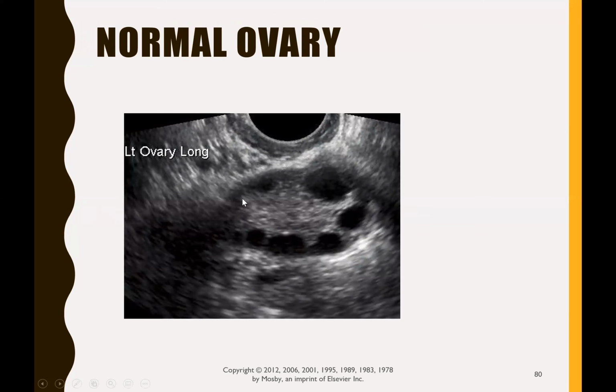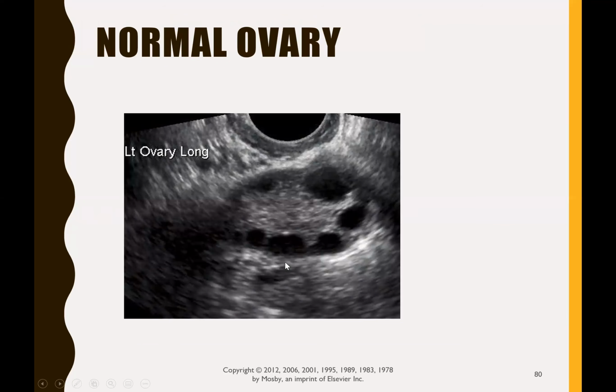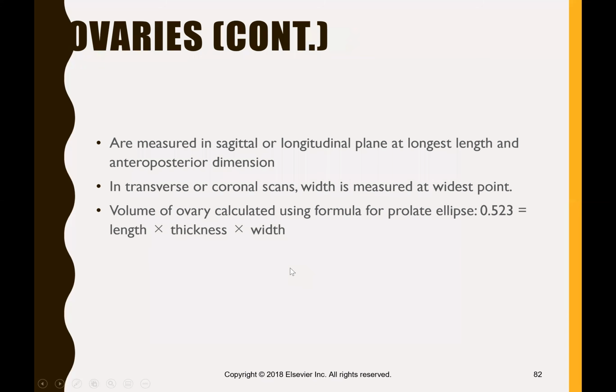This is a normal ovary with the little follicles. Those are totally normal. This is a normal ovary transabdominally. So this is a transvaginal. Look how pretty you can see it. You can still see this, but look how far away you are from it. Just can't evaluate it as well.